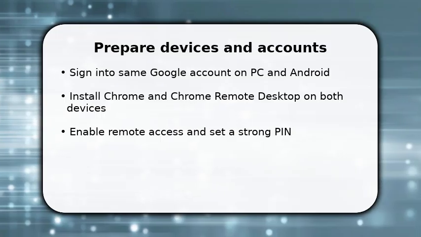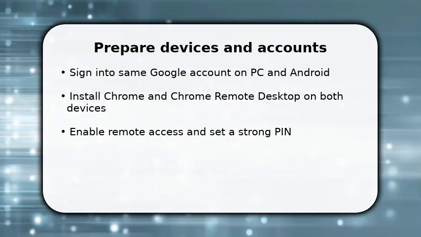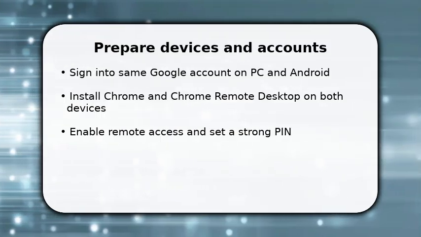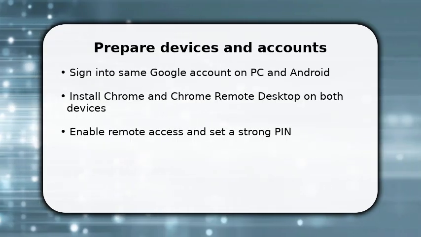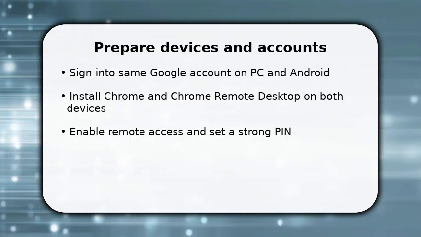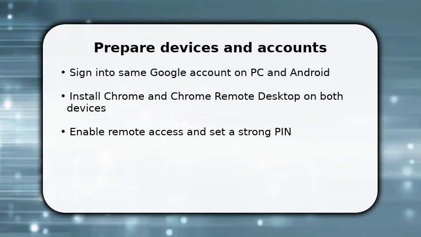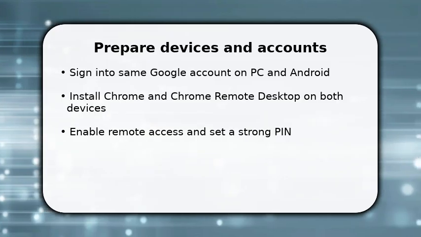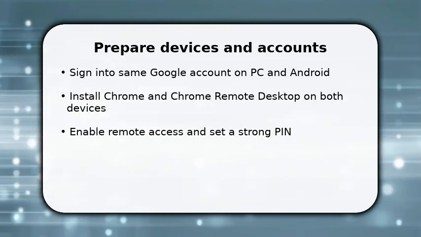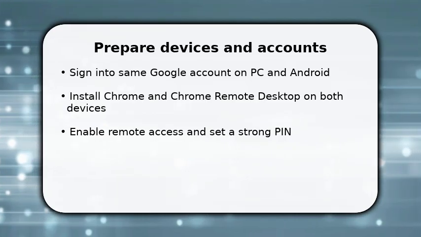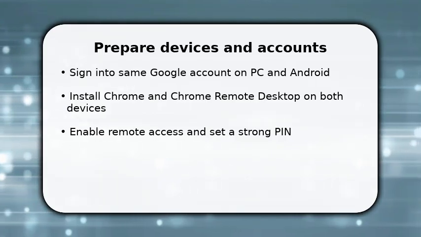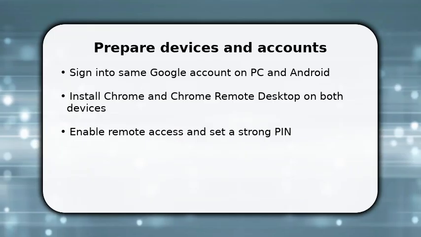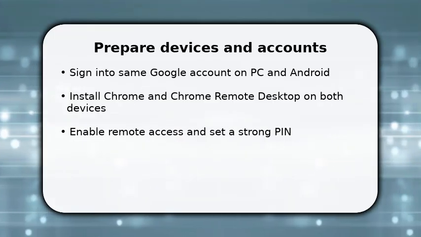You begin by confirming account and device readiness. Sign into the same Google account on your PC and on the Android device, and install Chrome plus the Chrome Remote Desktop Host on the PC and the app on Android. Once done, open the Host app on the PC, enable remote access, and create a numeric PIN. Make sure it's memorable but secure. You're now set to move from setup into initiating a remote session.